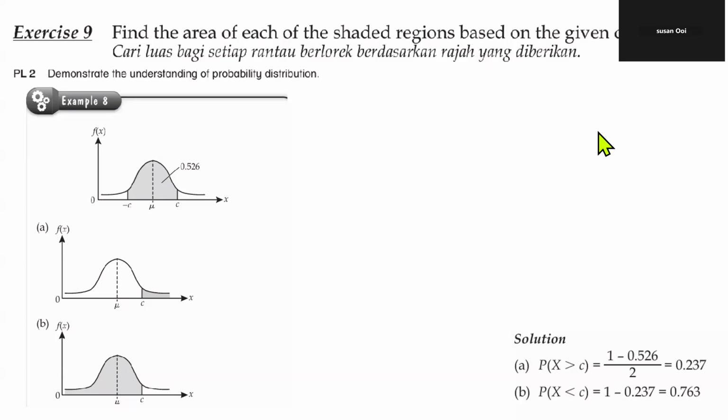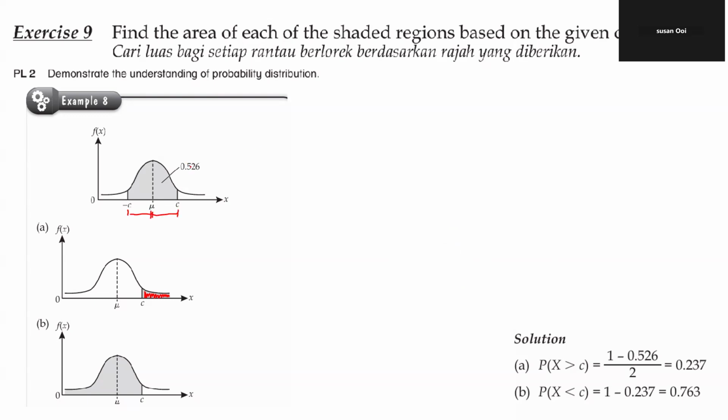Okay, this is the question. Find the area of the shaded region based on the given diagram. Okay, look at the question. So he wants the area over here under the graph. So this is C. This is negative C. This is C. So the value over here, the length over here is the same.